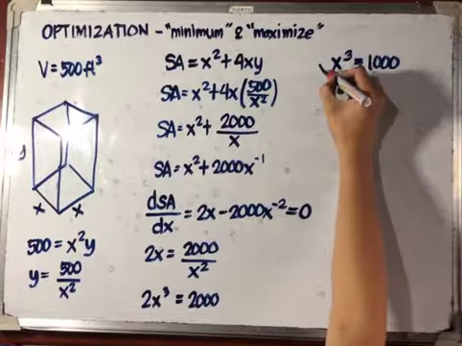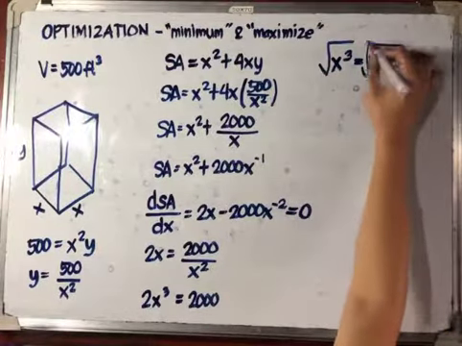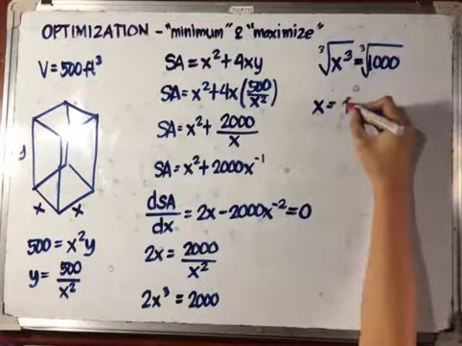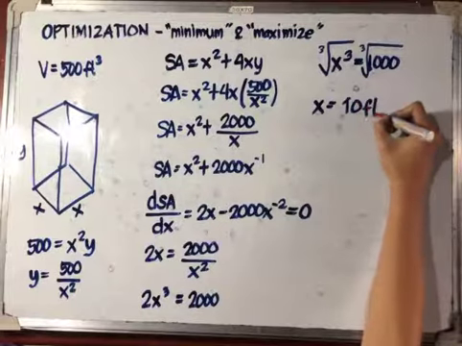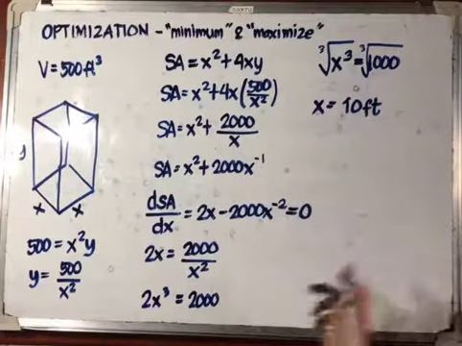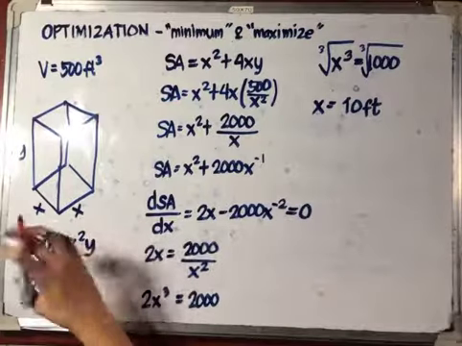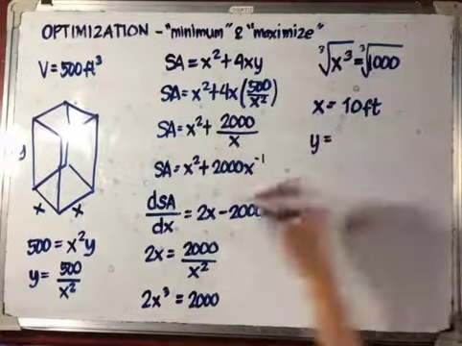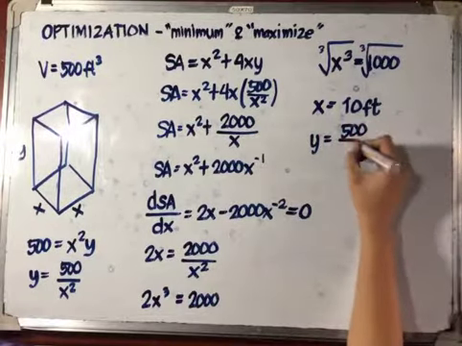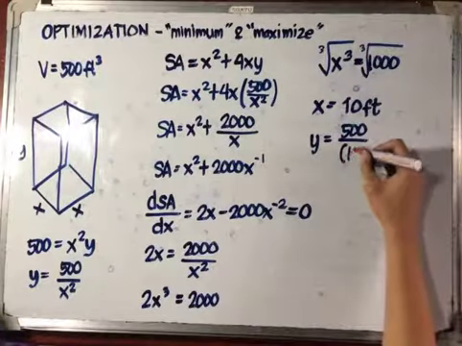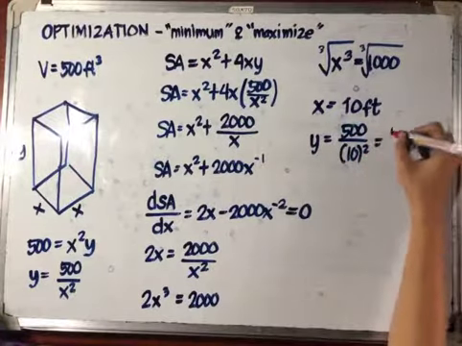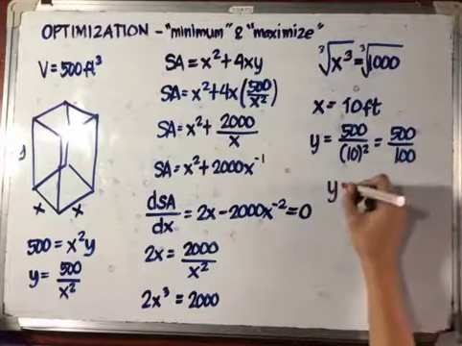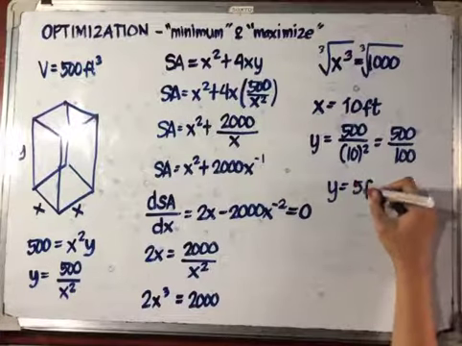Taking the cube root on both sides, cube root here, cube root there, this would be x, and x would be 10 feet. So ang bottom of this box would be 10 feet by 10 feet. And y, how much is y then? From this one, 500 over x squared. So that should be 10 squared, that is 500 over 100. Therefore, y is 5 feet.